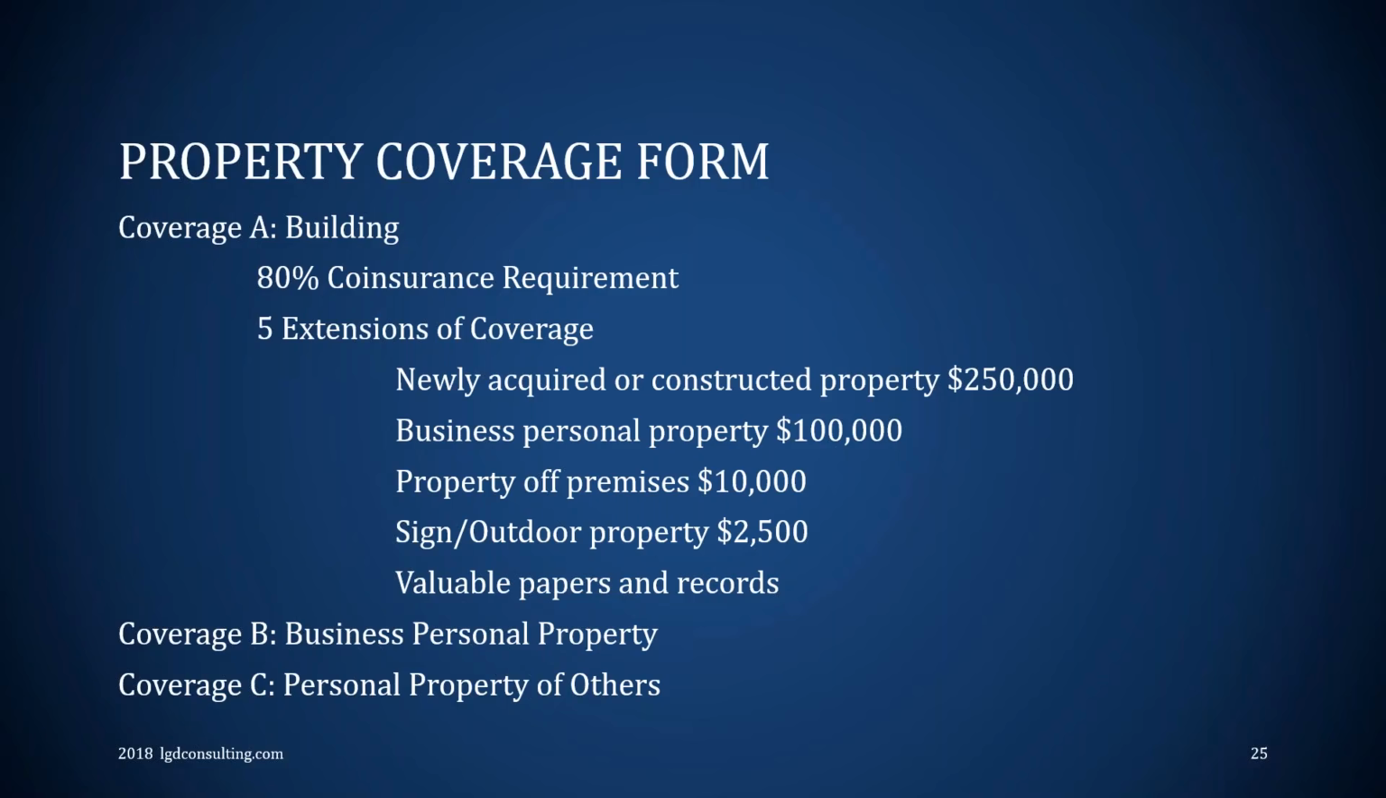The extensions are newly acquired or constructed property. You get $250,000. This is a common one. So, when you buy a new car, you have some time to notify the insurance company to add the new car on, but in the interim period, you still have coverage. Okay. Same thing. How about if you bought a new building or a building that just got finished at completion and you're working out the insurance details? You're automatically provided with $250,000 of coverage on that newly acquired and constructed property. You're also getting covered for $100,000 of business personal property in that newly constructed or newly acquired property.